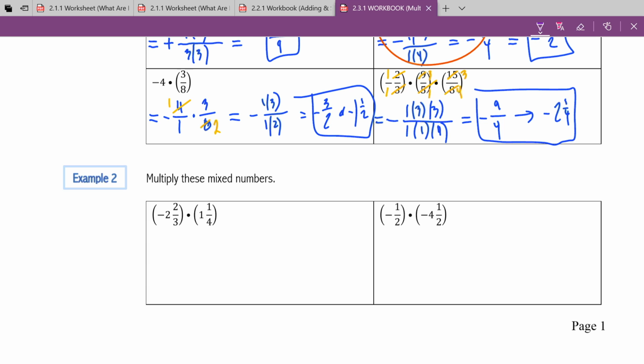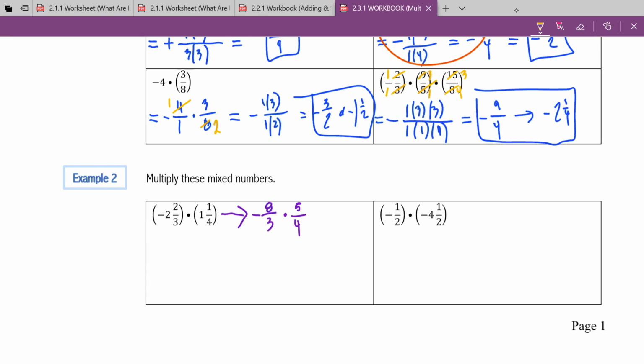The easiest thing possibly is to simply convert both of these into improper fractions and then do the multiplications. And so how do we do that? Well, the first term will be negative. 2 times 3 is 6 plus 2 is 8 on the top and 3 on the bottom. Times 1 times 4 plus 1 will be 5 on the top and 4 on the bottom.